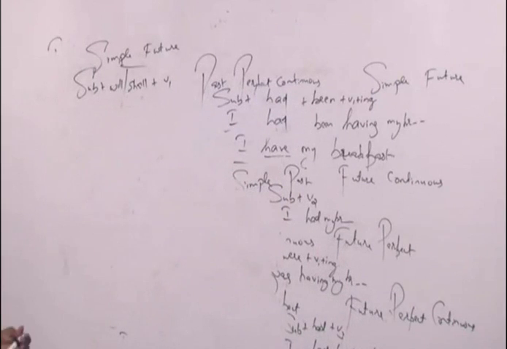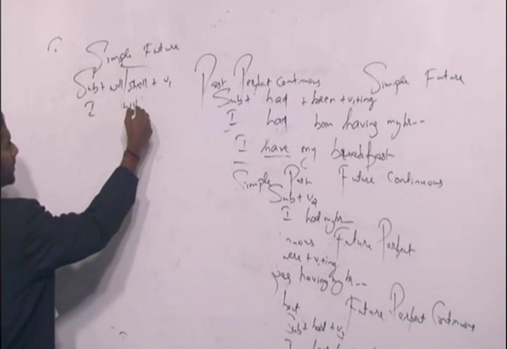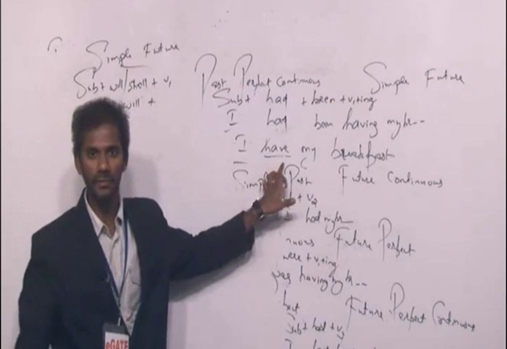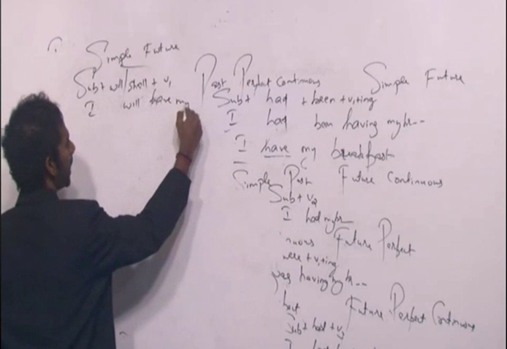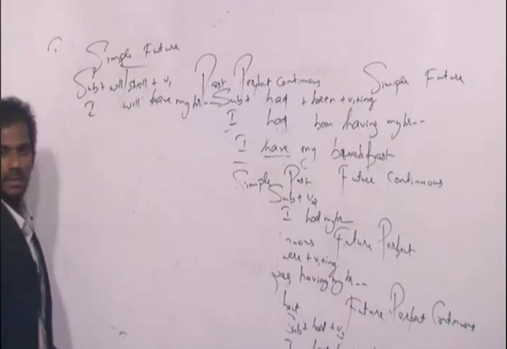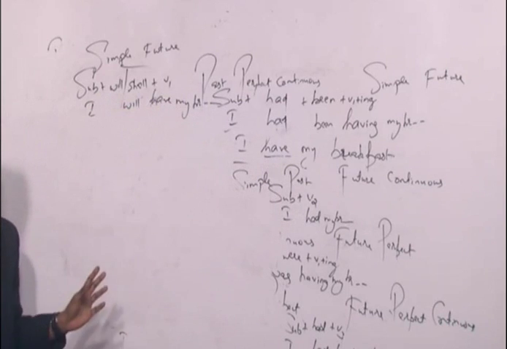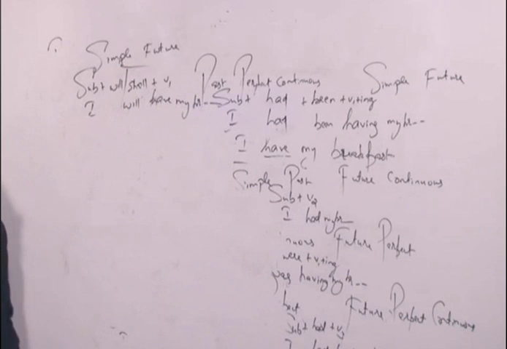That is the rule. The subject here is I. Then will plus V1. V1 is have itself. So it should be I will have my breakfast. Subject plus will or shall plus V1. V1 is have itself. Clear? Right.